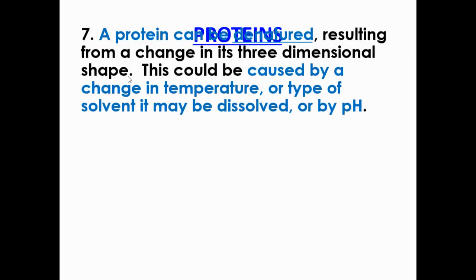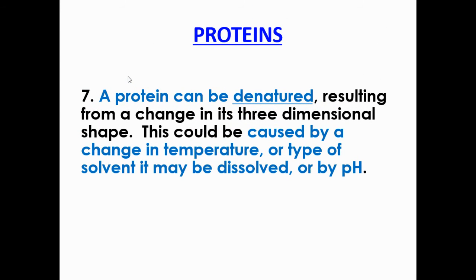Alrighty, moving on. A protein can be denatured. Oh, that word sounds awfully familiar. I think we talked about this in chapter 2 when we were discussing catalysts and enzymes. If a protein is denatured, it results from a change in its three-dimensional shape. This could be caused by a change in temperature, the type of solvent it may be dissolved in, or by pH. We already talked about changes in temperature and pH with enzymes and catalysts. So, do you think a protein is an enzyme?